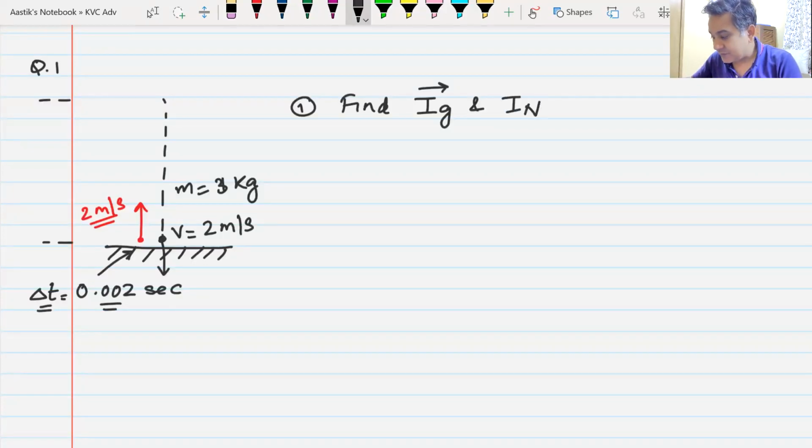So find the impulse due to gravity and impulse due to the normal reaction, and you will see the difference. Remember, gravitational force is constant, it is always equal to m into g. Yes or no? Yes, sir. Okay. You have 2 minutes to do this.